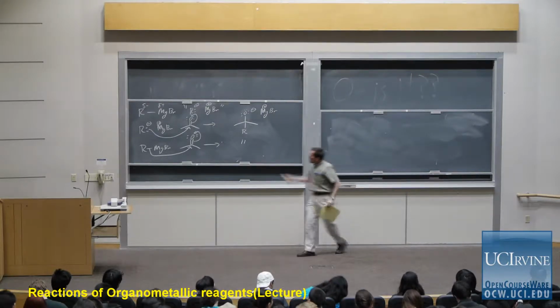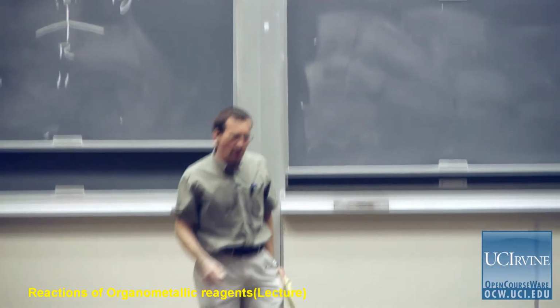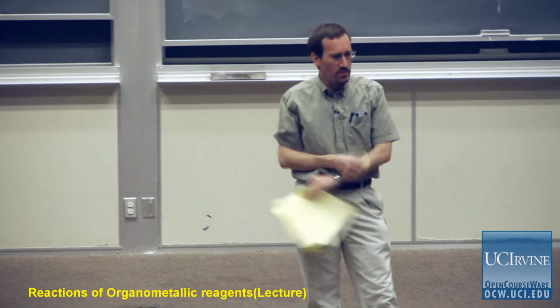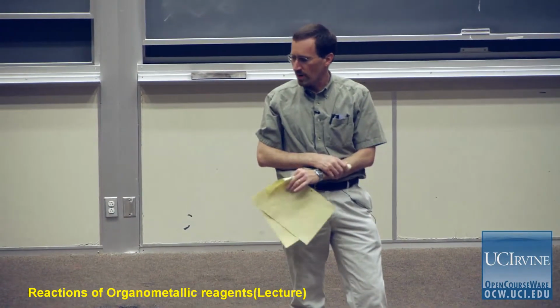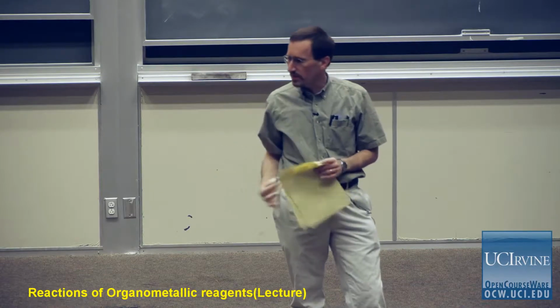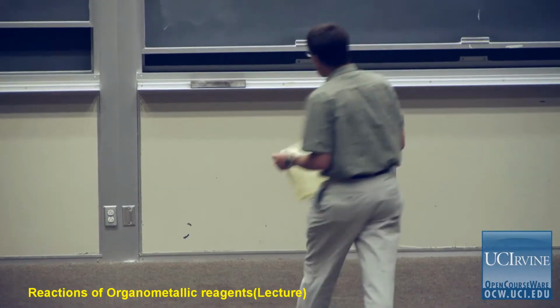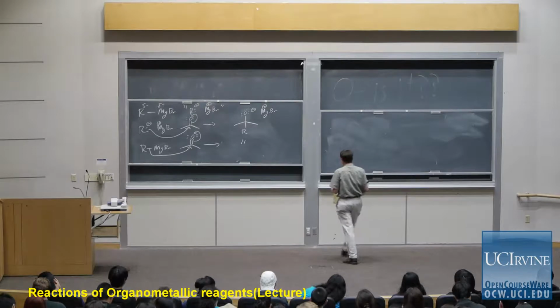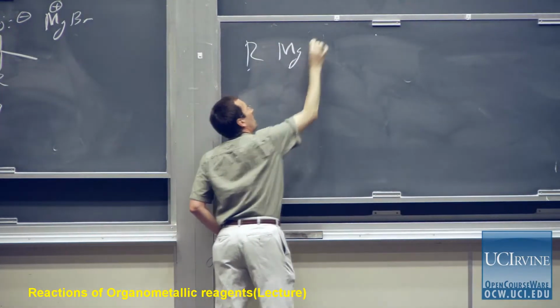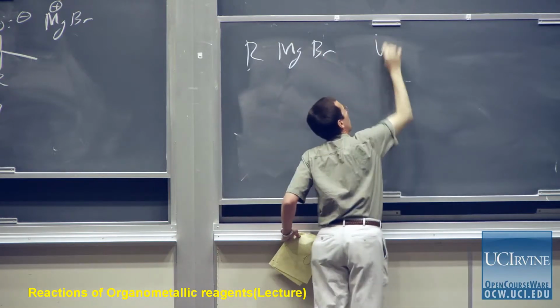So these are good, sound ways of thinking about the mechanism of the reaction. One thing to keep in mind about Grignard reagents, and indeed about most organometallic reagents, particularly ones in which there's a large difference in electronegativity between the carbon and the metal, is that organometallic reagents, like Grignard reagents, in general act as very strong bases.